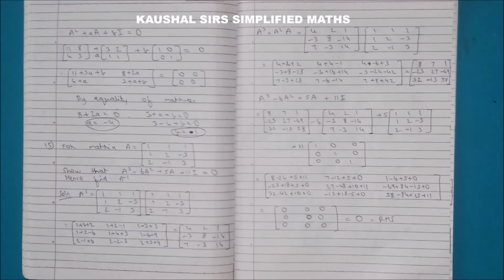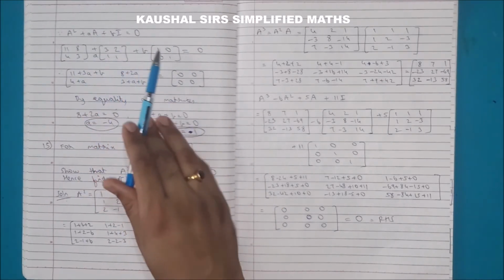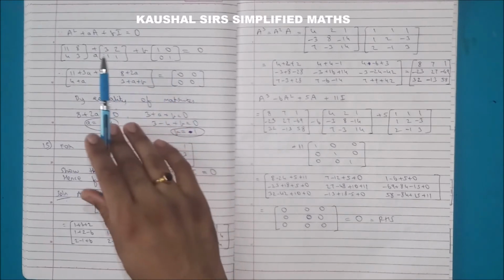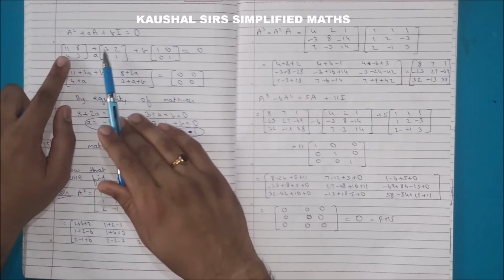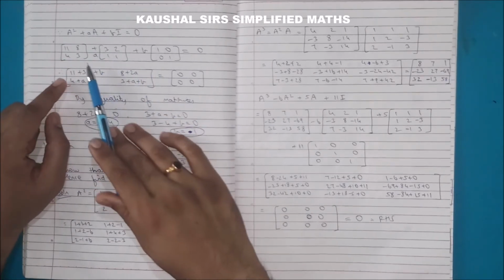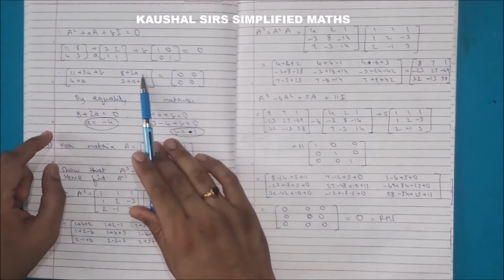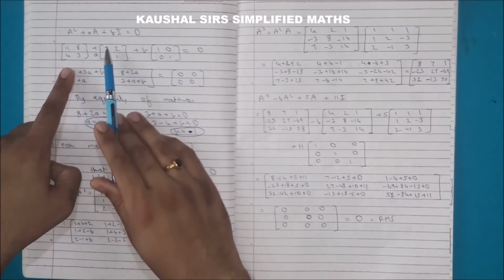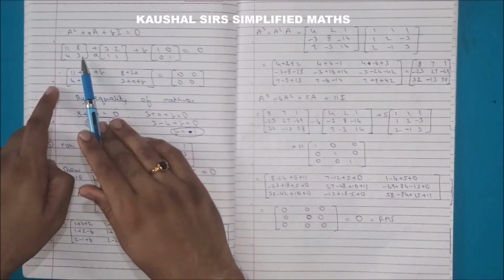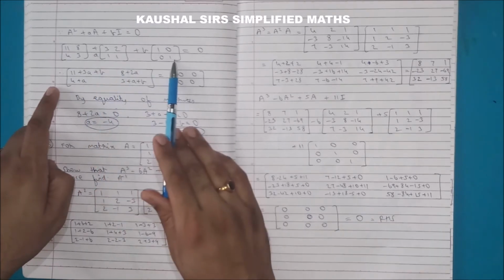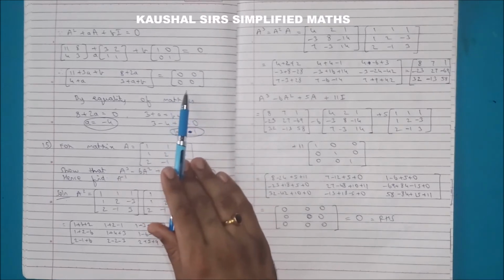Now we proceed with the given condition. Put the value of A square, a into the matrix A plus b into the identity matrix of the order 2 by 2. Now perform scalar multiplication and add the matrices. So you get 11 plus 3a plus b. Then A12, what do we get? 8 plus 2a plus 0. Then A21, 4 plus a plus 0. And then A22, 3 plus a plus b is equal to 0, which means a 0 matrix of the order 2 by 2.